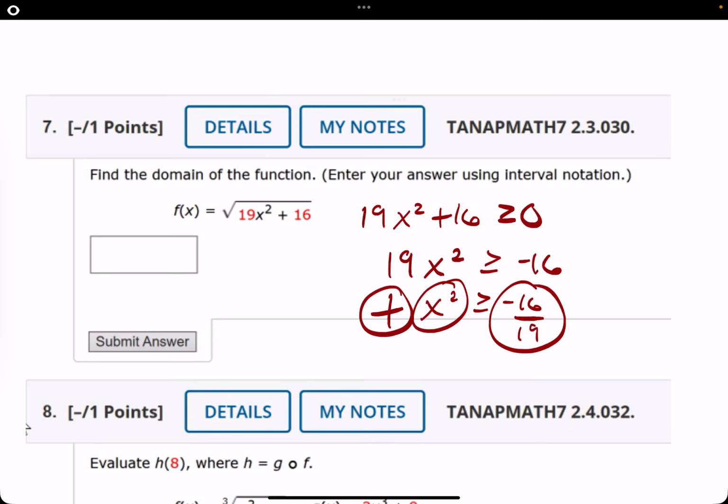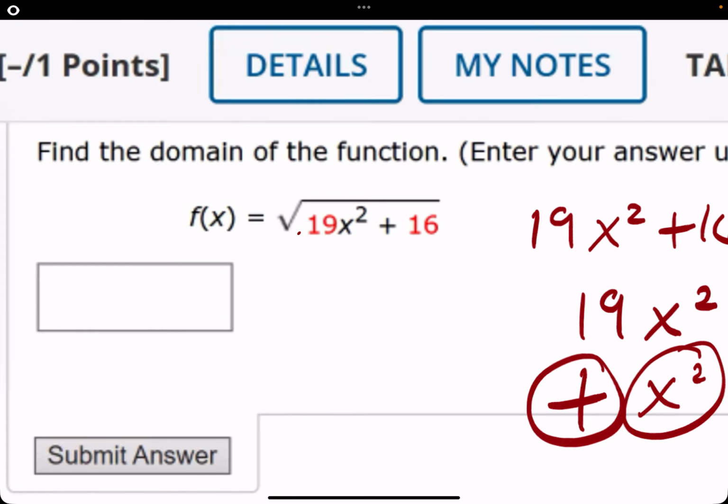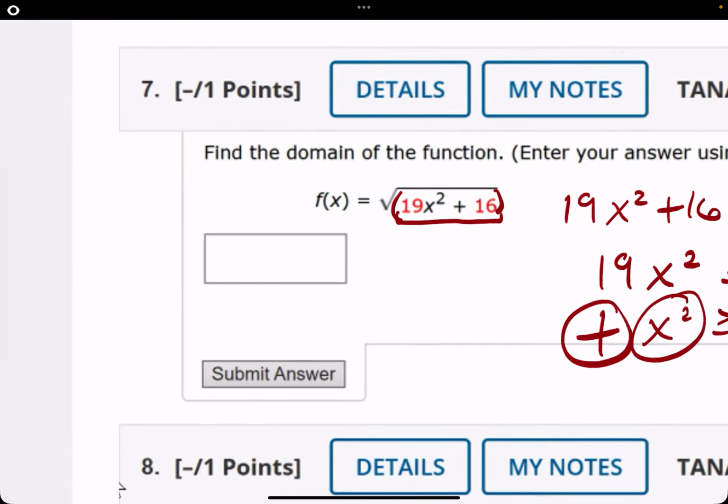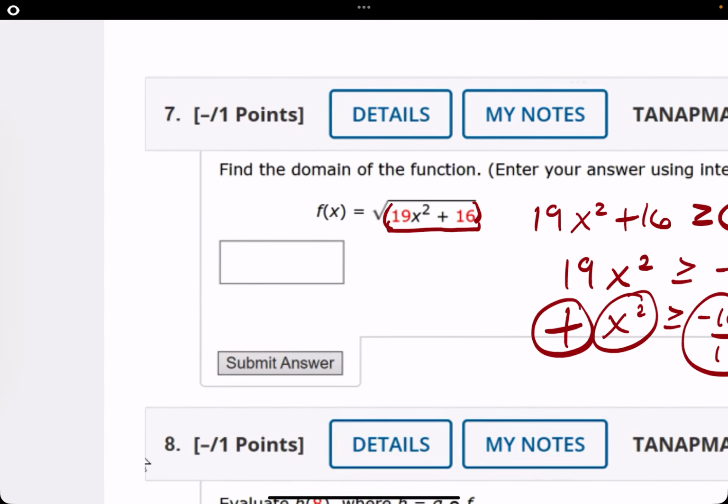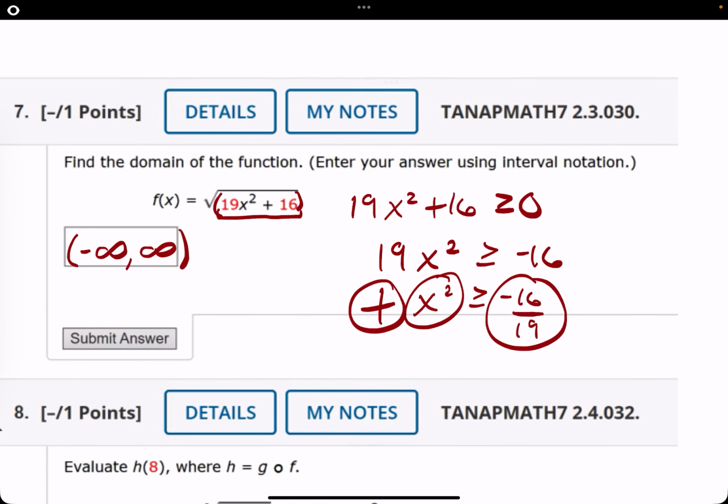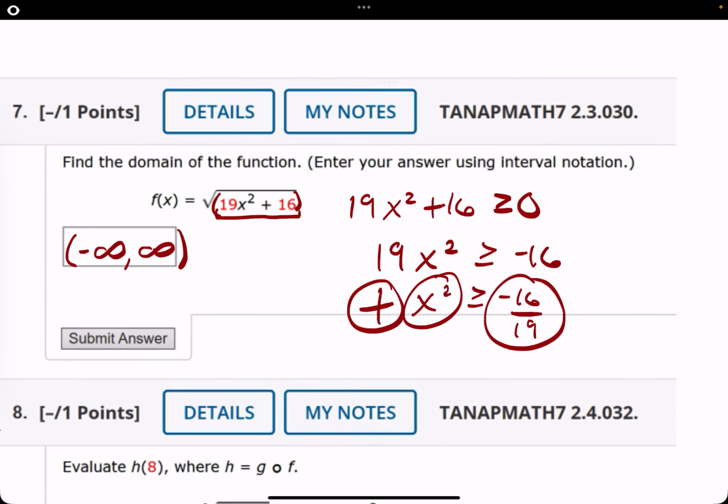So the idea is, there are no x values we could plug in here that would make this stuff negative. In other words, there's no way to get an undefined function value, which means our domain will not leave out any numbers. It's just going to be all real numbers. Okay? Hope that makes sense.